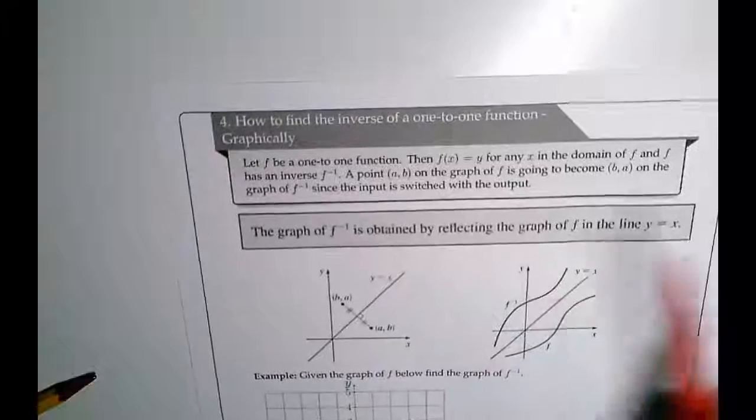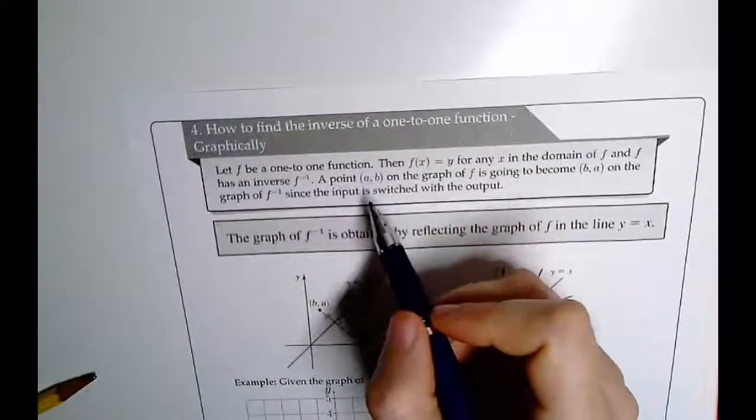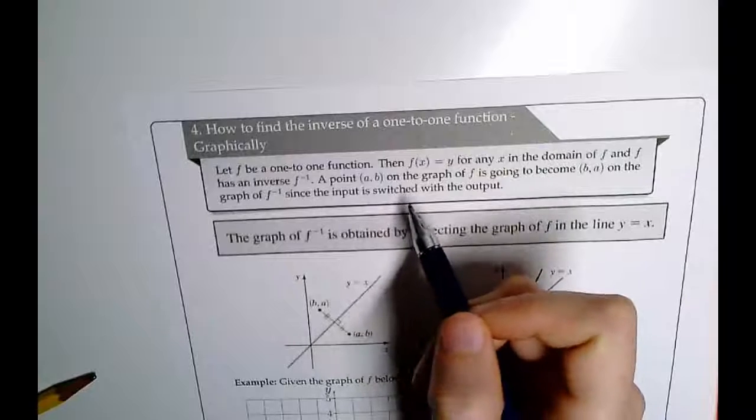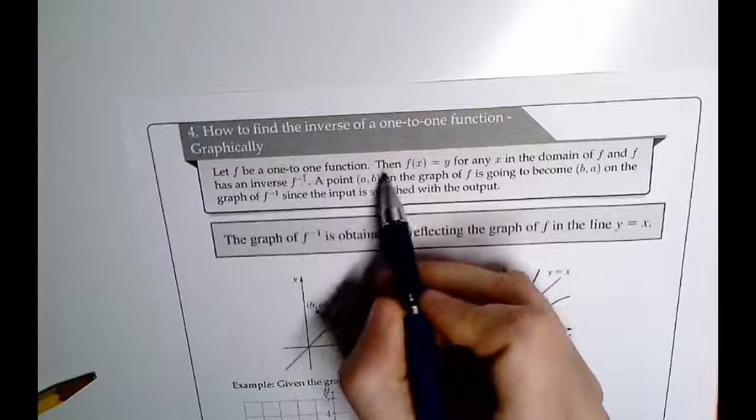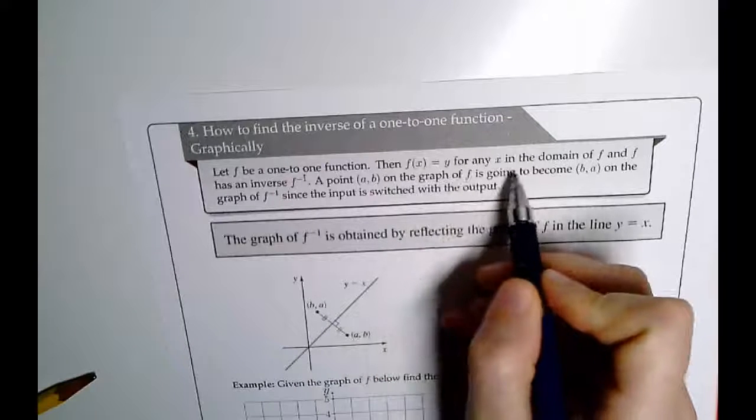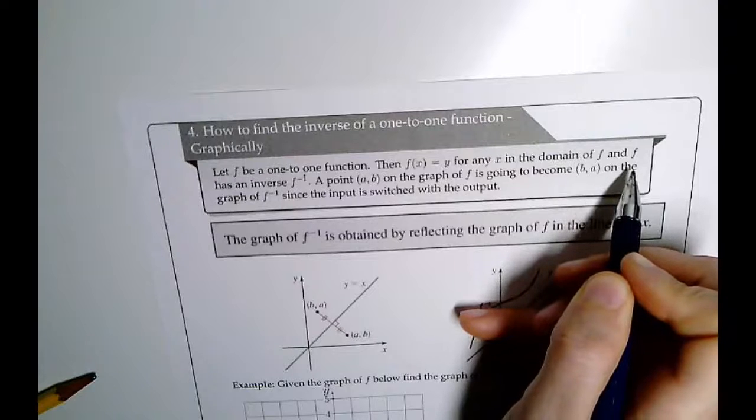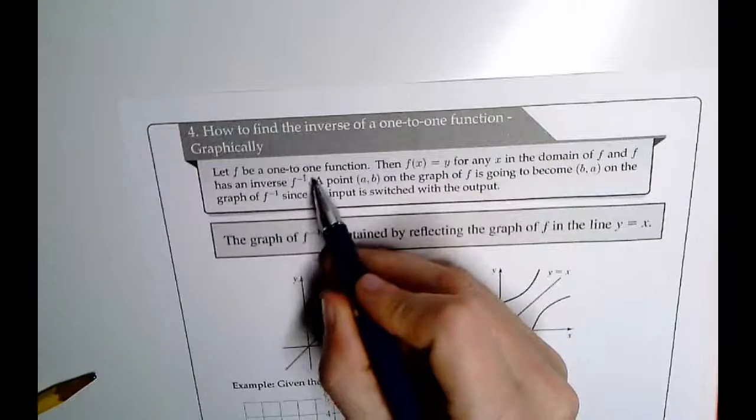Graphically, how do we find the inverse graphically? So if I have a one-to-one function, then f of x equals y for any x in the domain of f, and f has an inverse, f inverse.